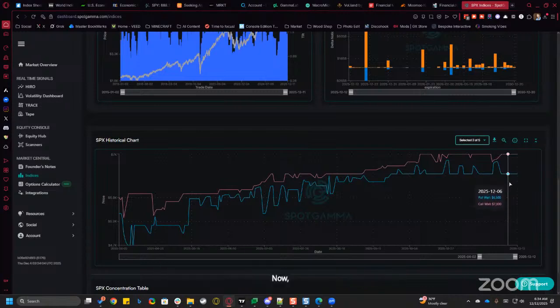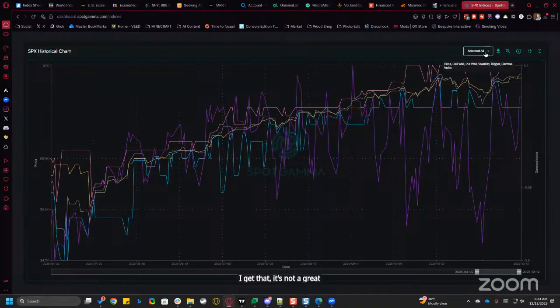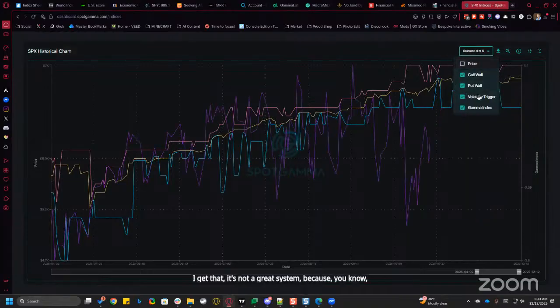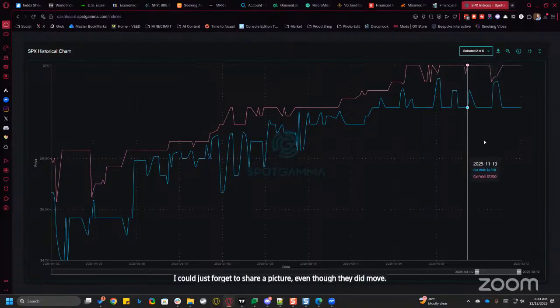Now, when they do move, I generally take a picture and add that in the morning when I post everything else so that everybody knows it moved. If I don't share the picture, then they haven't moved yet. Of course, I get that it's not a great system, because I could just forget to share a picture even though they did move. But if there's no change, there's no reason to put a picture out, right?